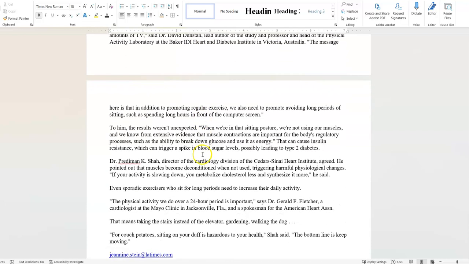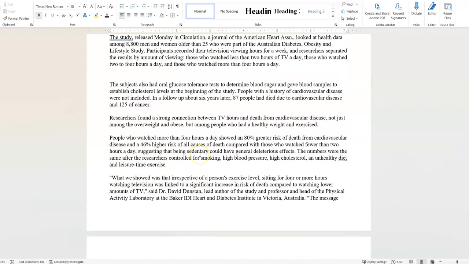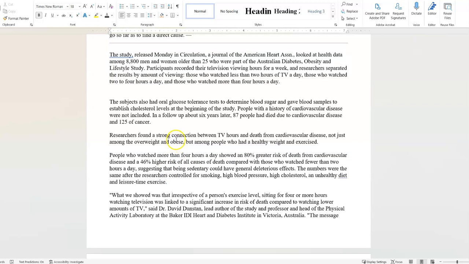Here's what we really found, is that watching TV has a bad effect on your health. Even if you have an exercise regimen, you go out and run every day, they accounted for that, and they still saw that these people were dying. So that's what I'm looking for, not just to say it showed people that watch TV die. Like, I want to see this 4 hours a day, 80% greater risk, and 46% higher risk of all deaths.